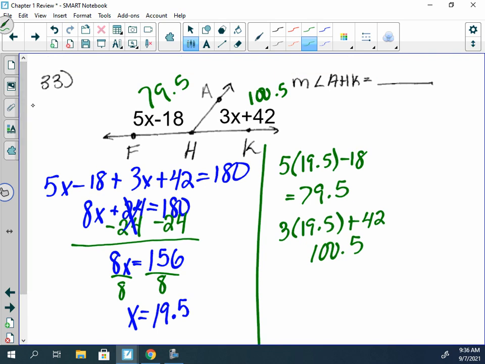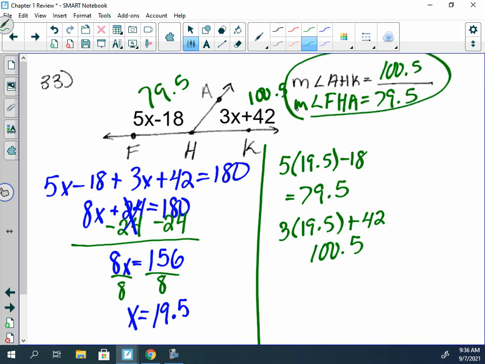So AHK is 0.5, and the measure of angle FHA is 79.5. I know it's not listed up here, but it is listed on your note sheet or on your review sheet. It's wrong. Huh? The number on the back is completely different. Yeah.